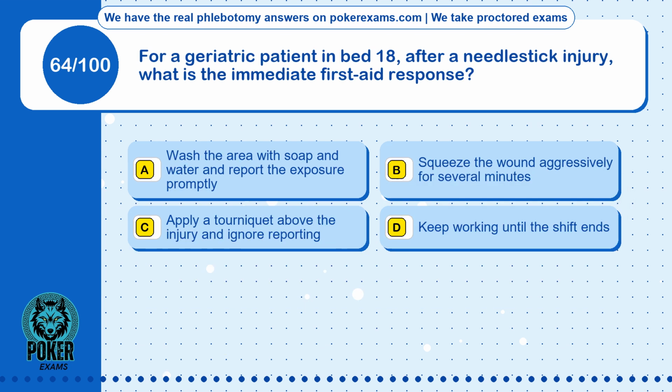Question 64. For a geriatric patient in bed 18, after a needle stick injury, what is the immediate first aid response? Option A, wash the area with soap and water and report the exposure promptly. Option B, squeeze the wound aggressively for several minutes. Option C, apply a tourniquet above the injury and ignore reporting. Option D, keep working until the shift ends.